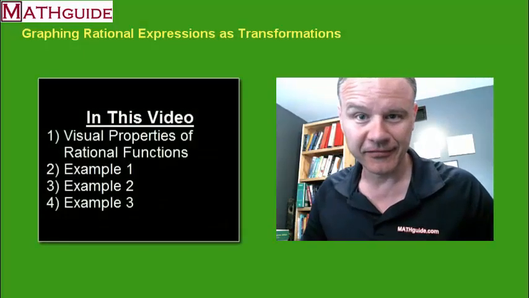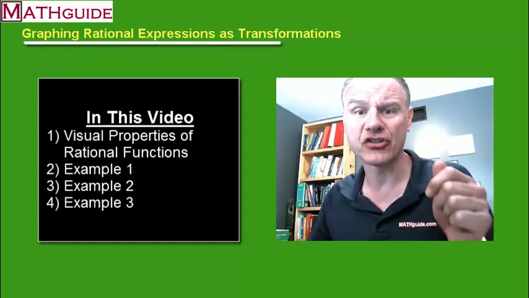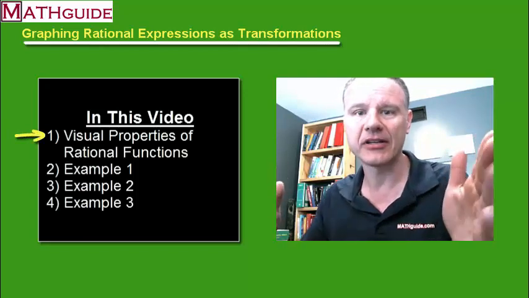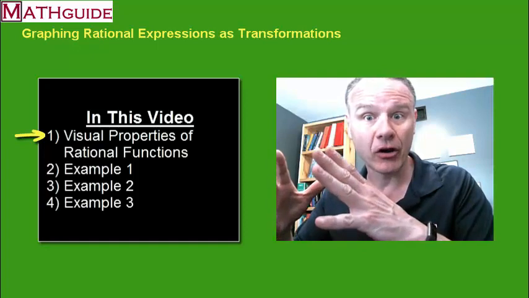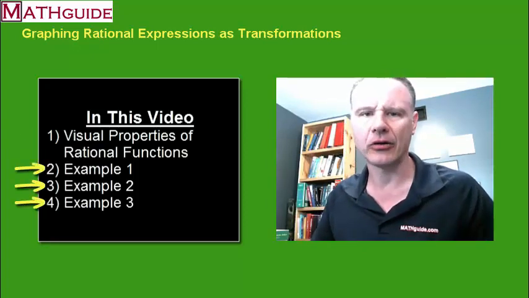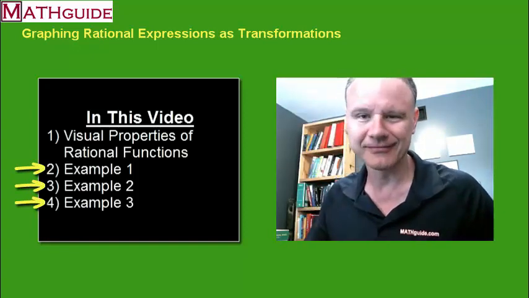In this video, we're going to talk about rational expressions, and we're going to graph them as transformations. In our first section, we're going to go over the properties of rational expressions and talk about what the base curve looks like. And then in the following sections, we're going to go over 3 examples. Let's get started.